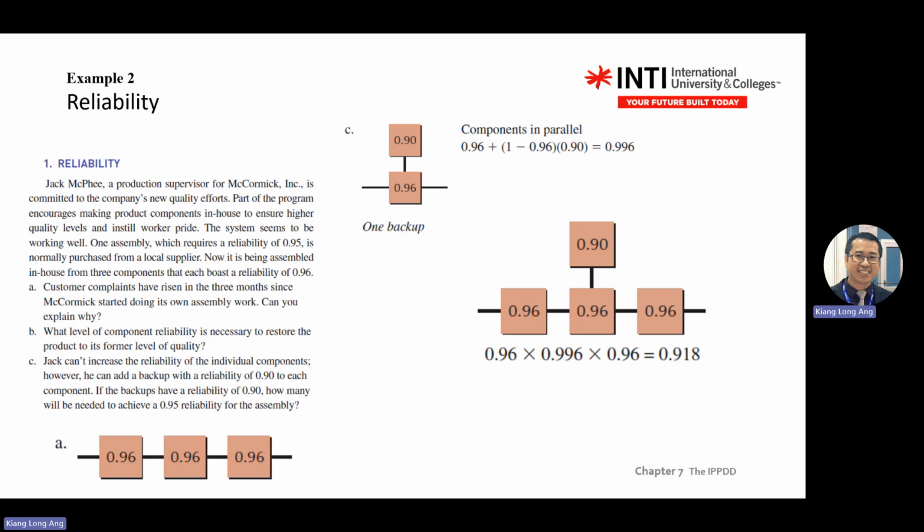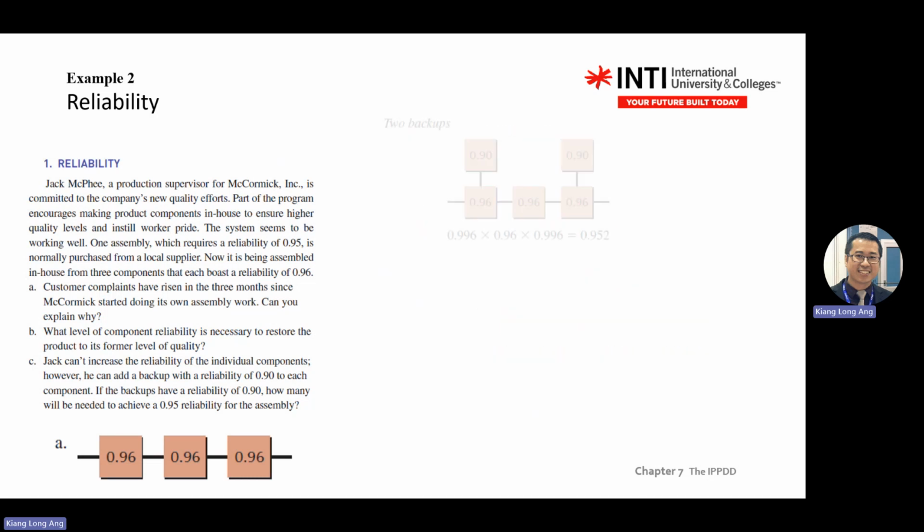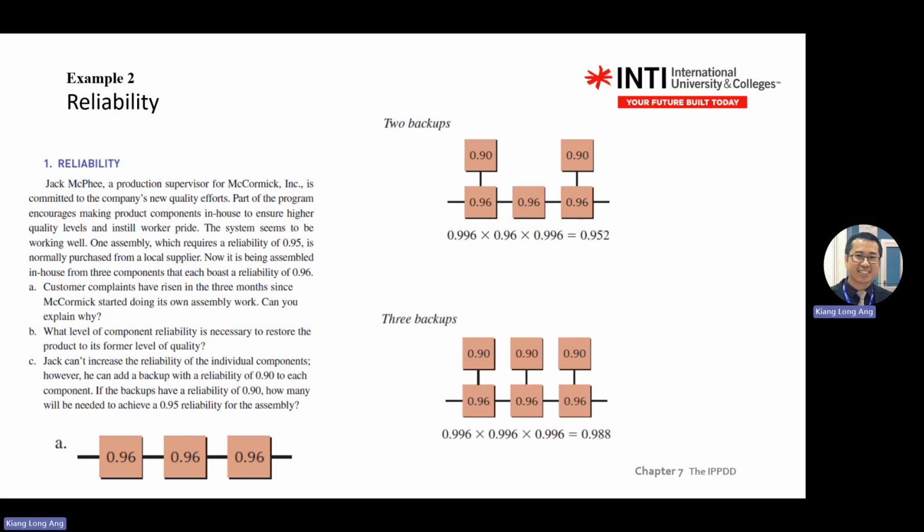Correct. So this is one backup system. With one backup, you calculate and get 0.996. Although the calculation looks a bit different from the formula, it's still the same. You still get the same answer. You test the second backup, you get 95%. Third backup, 0.88. Since 2 backups already reached expectation, you stop here. In the test, if you already get the answer, you don't need to go for 3 backups. Okay, this is how you do it.